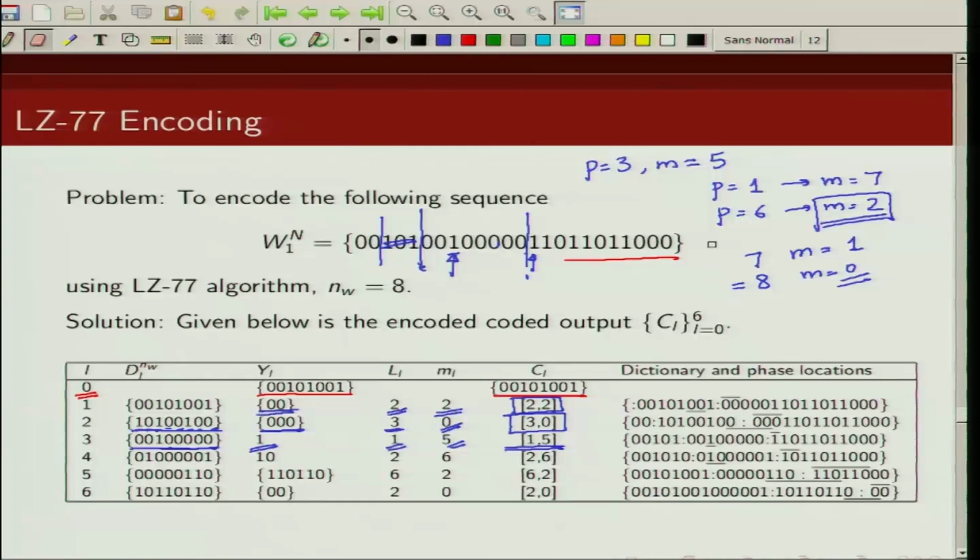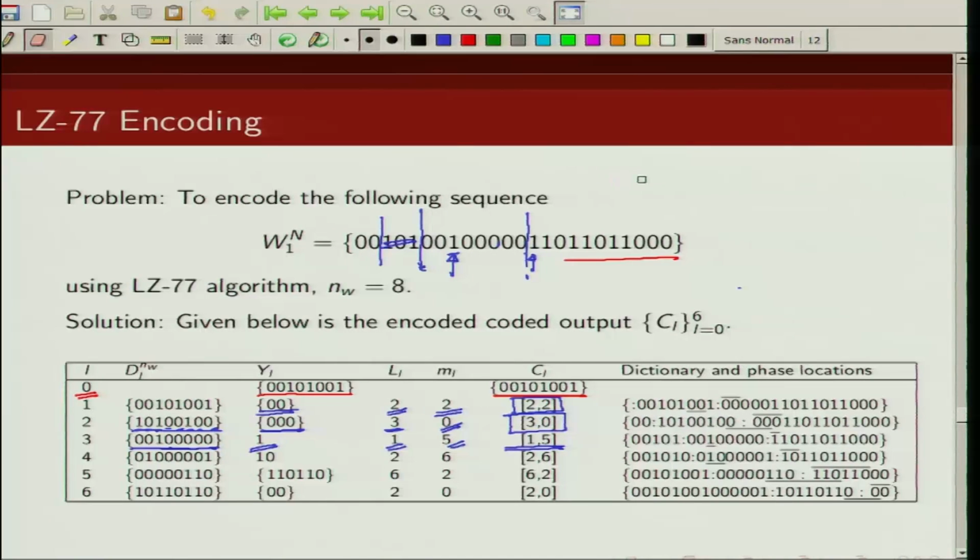Okay. So we further continue this process, and what we are going to do next is include this 1 into our dictionary. We are going to include this 1 and delete this 1. So what we are left with is this. We deleted this thing and added this 1. So the new dictionary is now given by this, which is 01000001.